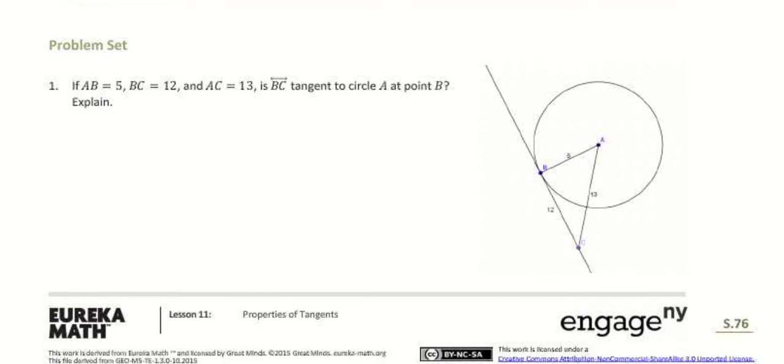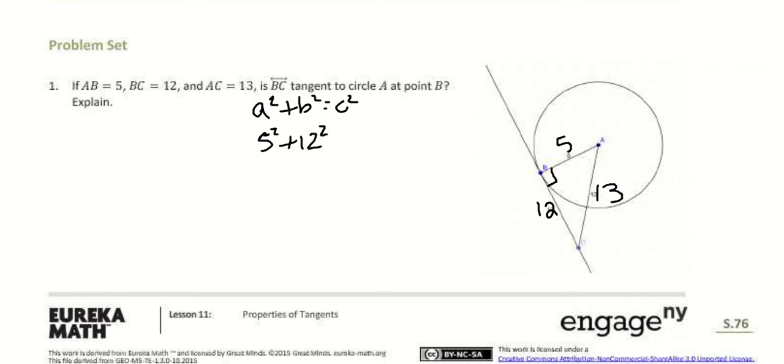So problem set: AB is 5, BC is 12, and this is 13. They want to know, is this a tangent line? So remember, in order for this to be a tangent line, this has to be a right angle. To check for a right angle, we have to see, does the Pythagorean theorem work? If I start with a squared plus b squared equals c squared, I'm going to plug in: is 5 squared plus 12 squared equal to c squared?